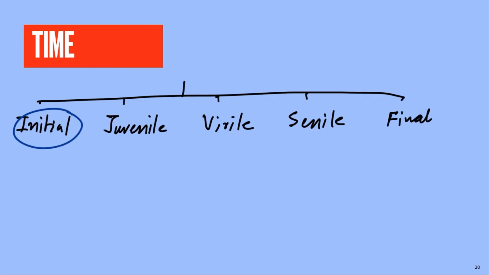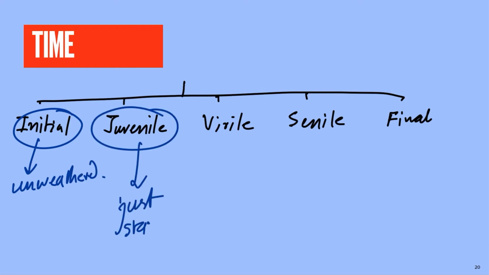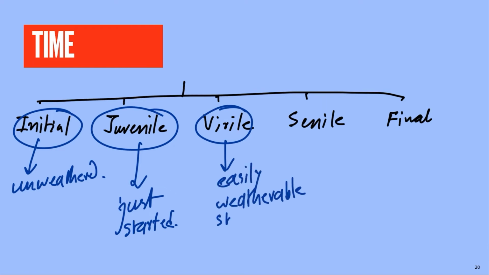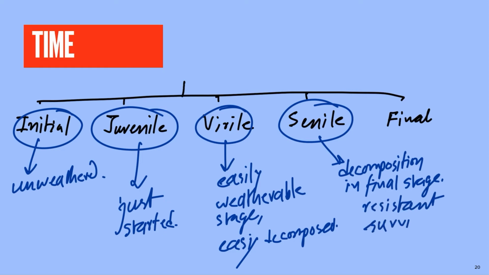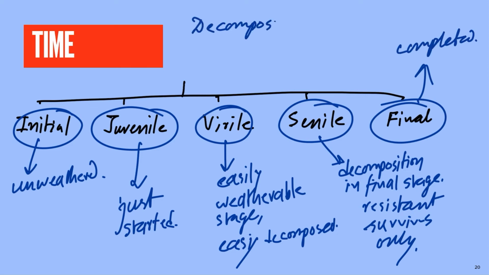What happens in the initial stage is that the rocks are unweathered. The weathering process has not started. When the weathering process starts, that time is called the juvenile stage. And after some time, the weathering undergoes decomposition, when the rocks are fragmented into smaller particles, and that stage is called the virile stage.